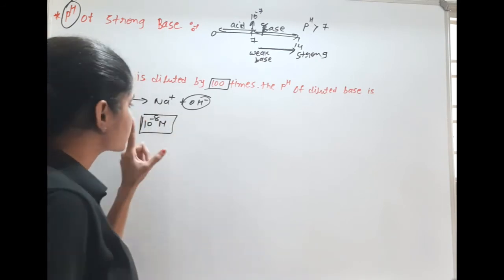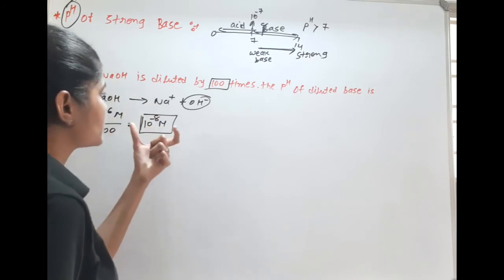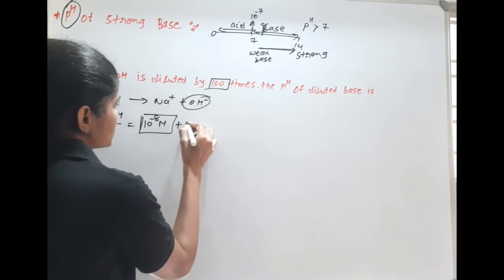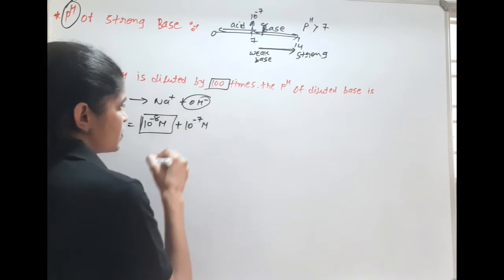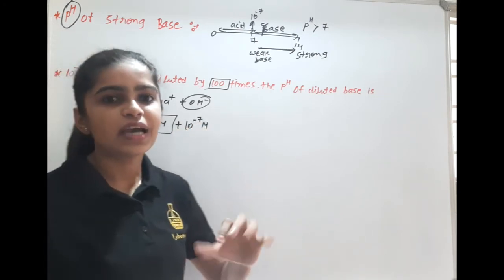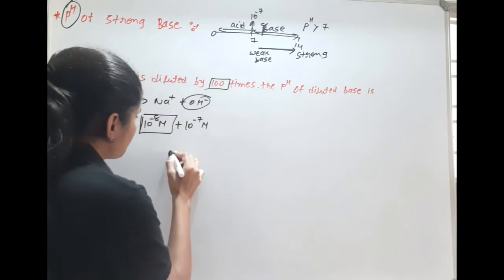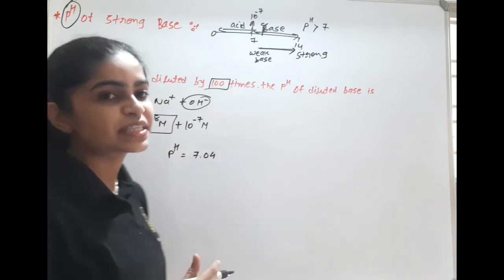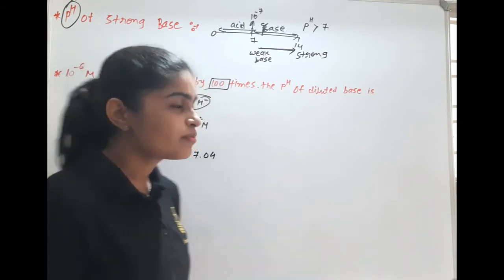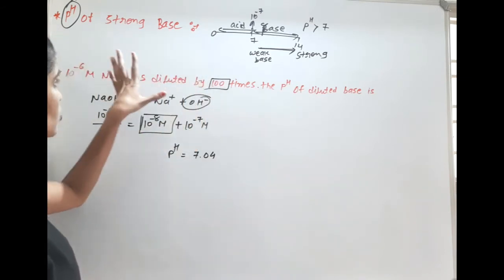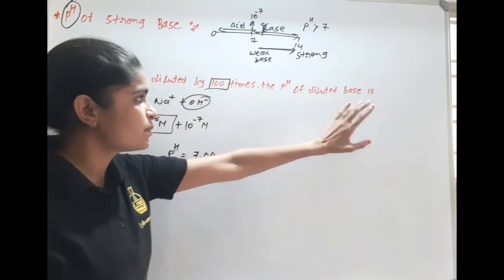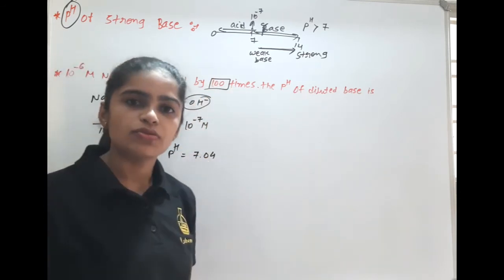Earlier we discussed the pH of a 10 raised to minus 8 molar base. So we take 10 raised to minus 8 molar plus 10 raised to minus 7 molar, because this is a very dilute solution, and its pH value is 7.04. This pH is greater than 7. So that way we find that for the 10 raised to minus 6 molar NaOH diluted by 100 times, the pH of the diluted base is 7.04.